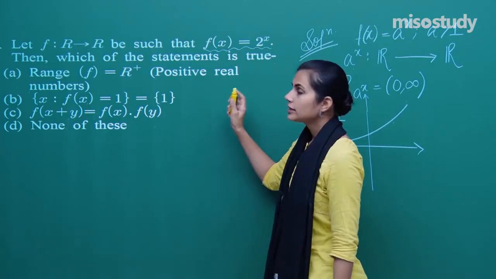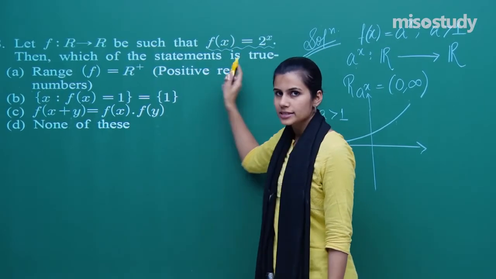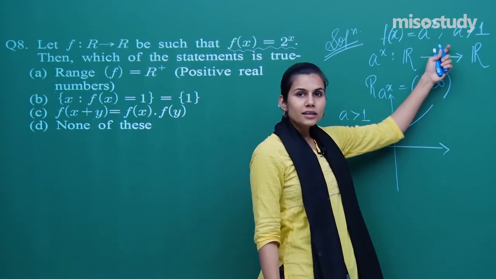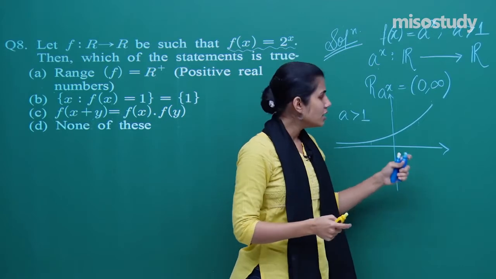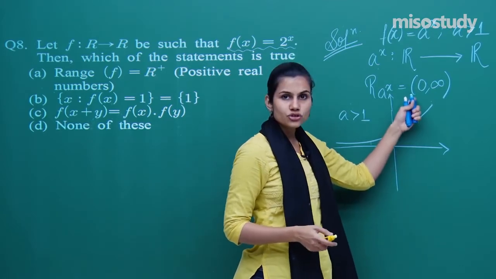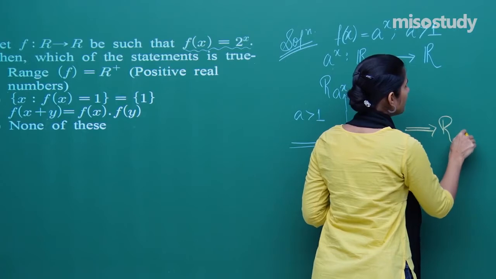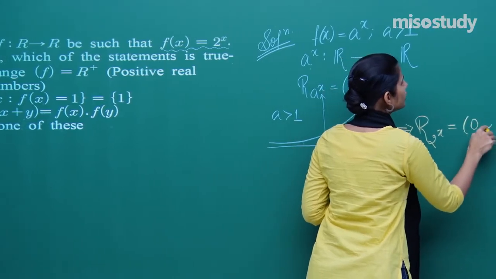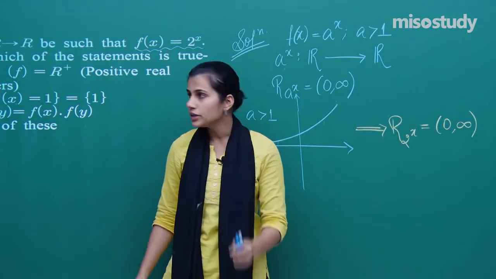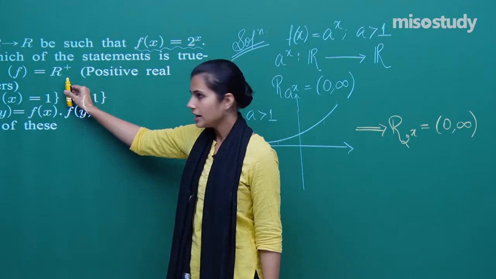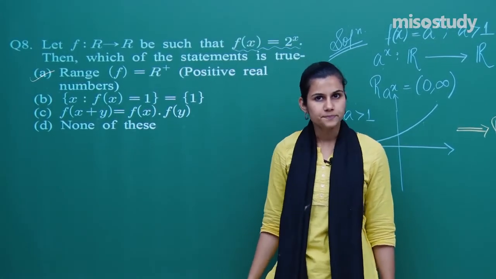And so the question is asking about the range of 2 to the power x. For any a greater than 1, this is the graph. So for a equal to 2 also, this is the graph and this is the range. Thus the range of 2 to the power x is also 0 comma infinity, which is nothing but the set of all positive reals denoted by R plus, and therefore yes, A is very much the correct answer.